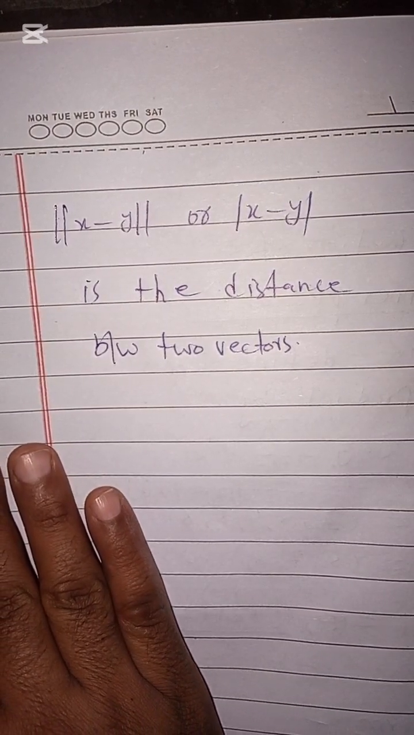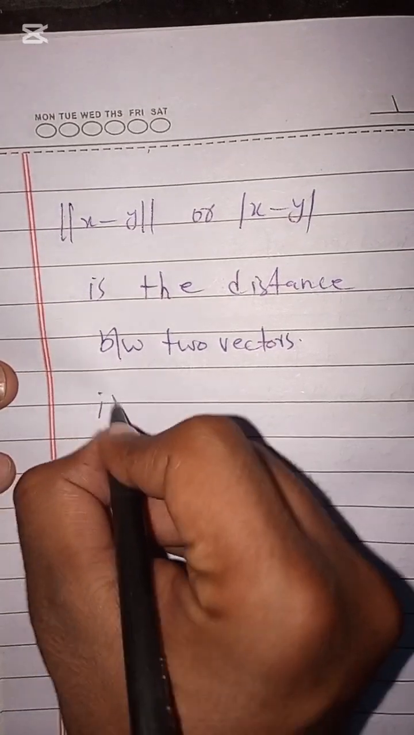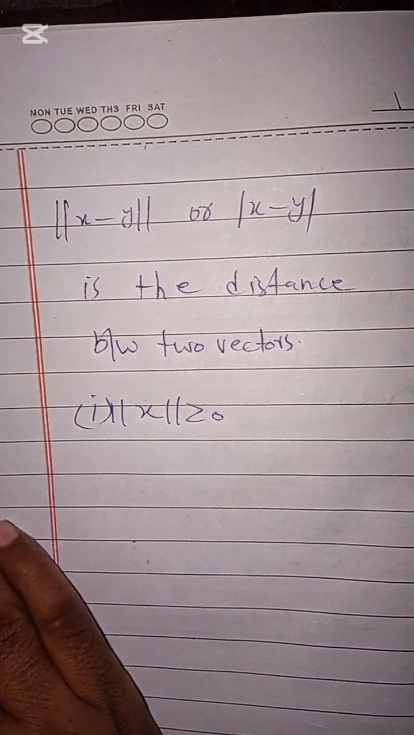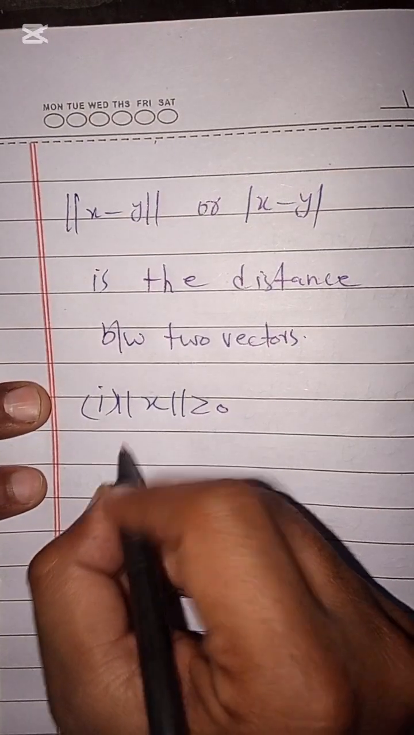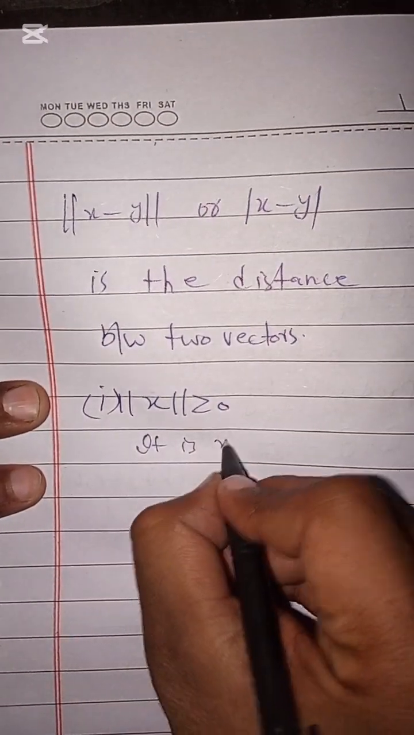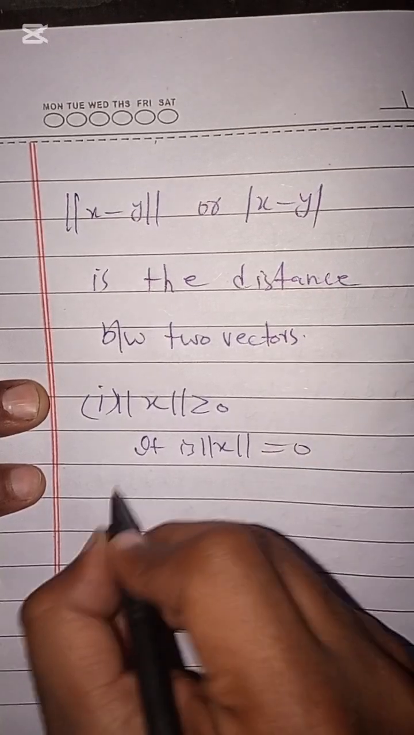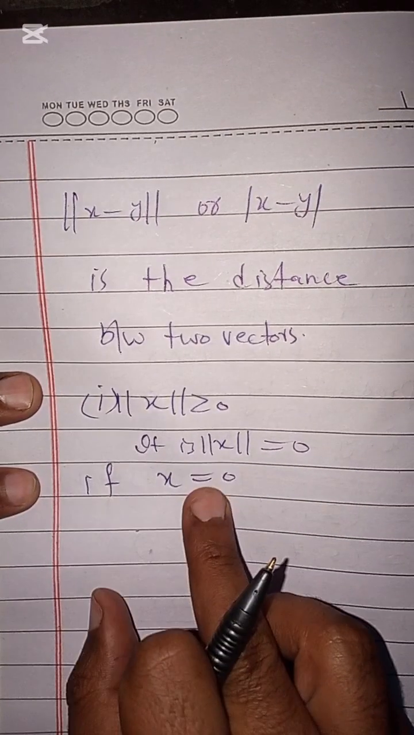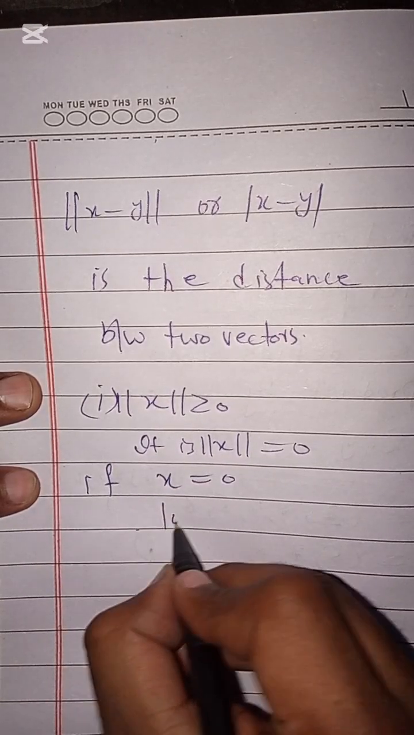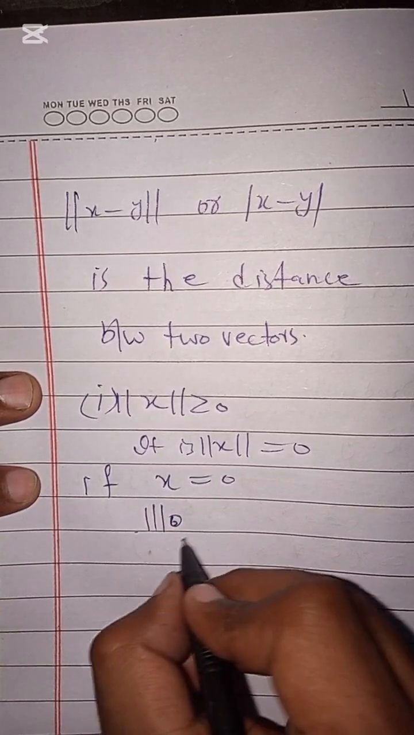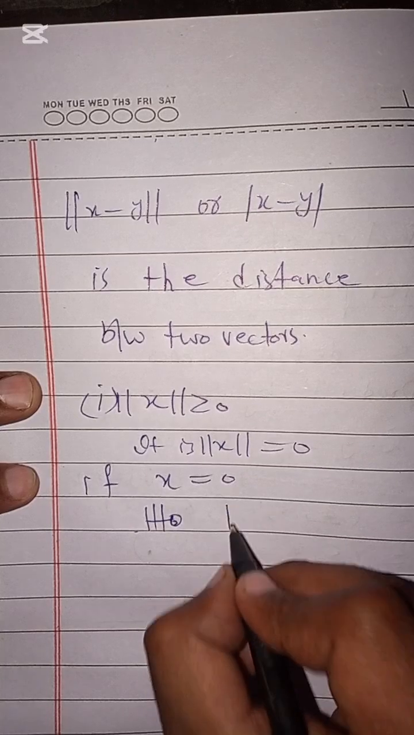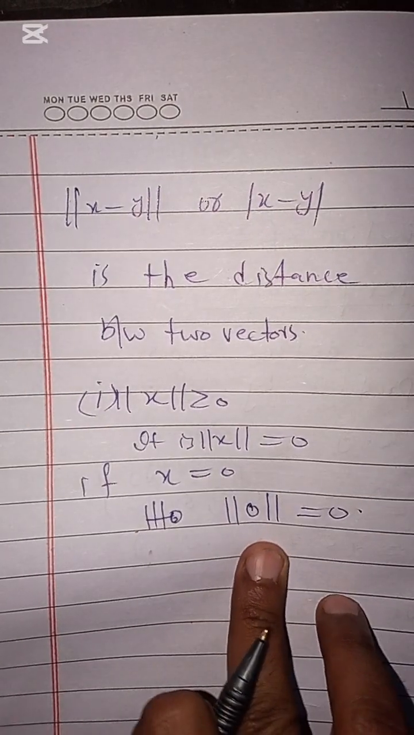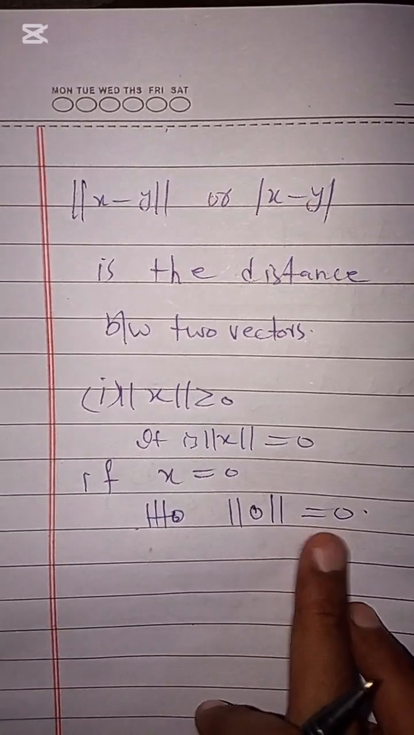And the norm is also greater than or equal to 0, and the norm of x is equal to 0 when x is equal to 0. So if we put the vector x equal to 0, it means the norm of 0 is 0, because the distance from 0 to 0 is 0 also. If we move from 0 to 0, this will be 0.